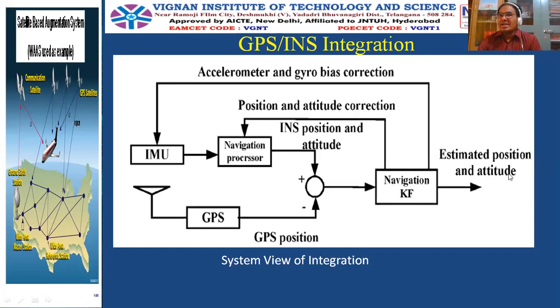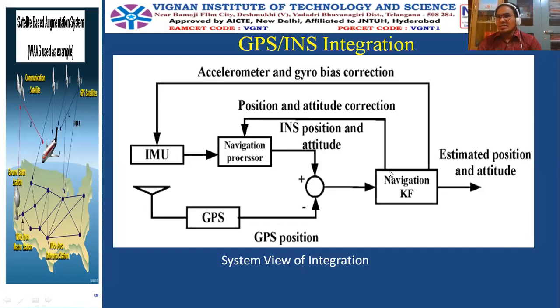Estimated position and attitude will be the output. But this is a continuous process. This is to be corrected all the time with the GPS values, so that position and attitude correction is given to the navigation processor. Accelerometer and gyro bias corrections are given to the inertial measurement unit. The outputs of the navigation filter are actually the estimated position and attitude.